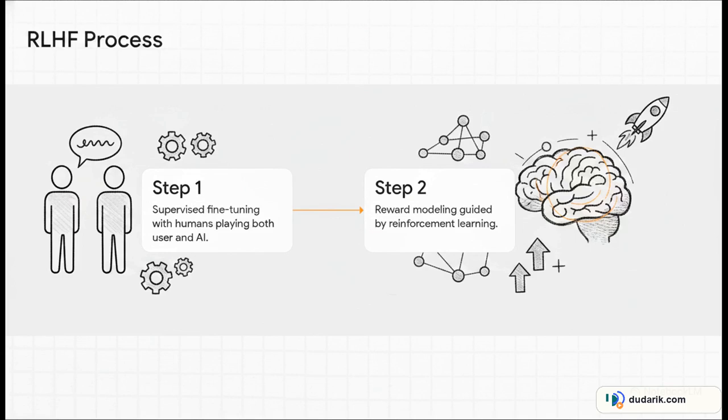Then, for step 2, this new dataset was mixed with older ones to train a reward model. That reward model acted like an automated judge, steering the reinforcement learning process to consistently spit out the exact kind of conversational outputs that human raters preferred.